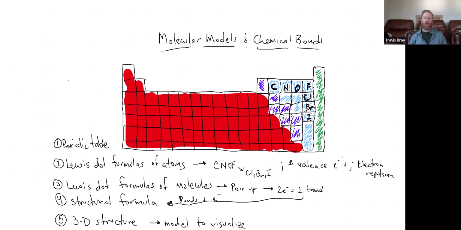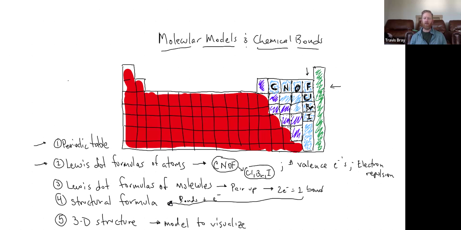So the path we're going to take is we're going to take a look at the periodic table. We're going to review Lewis dot formulas of atoms, or Lewis dot structures of atoms. And you'll notice that we're specifically hanging out in the carbon, nitrogen, oxygen, and fluorine world, this first row, or actually it's the second row. And then the remaining first four halides as well.